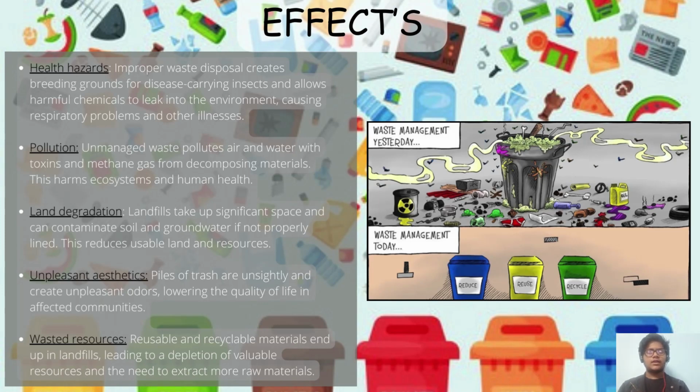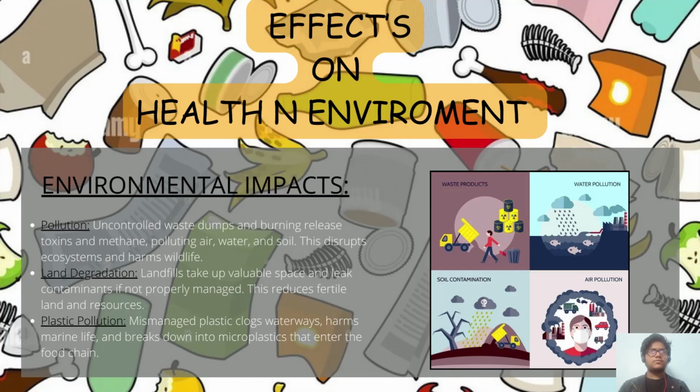Now let's understand how poor solid waste management impacts the environment and health. Poor solid waste management creates numerous impacts on health and the environment around us. Let's break down each of them. First, let's start with environmental impacts. The key point in this is pollution. Uncontrolled waste dumps and burning release toxins and methane into air, water, and soil. This disrupts ecosystems.